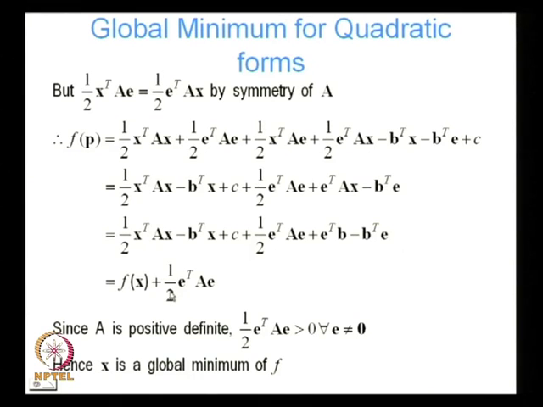So what does that mean? That for any p not equal to x, f of p is always going to be greater than f of x, right. Hence x is a global minimum of f, because this term can never be 0, since A is positive definite and e cannot be equal to 0 if p is not equal to x, right. So we are assured that a quadratic form has a global minimum. So all these descent methods are going to converge to a global minimum.